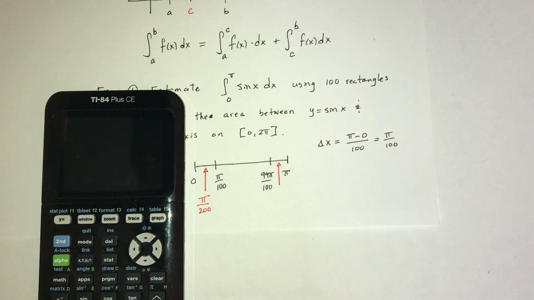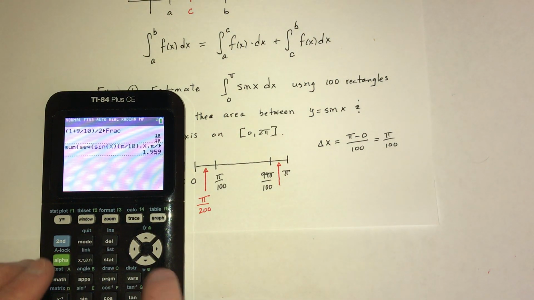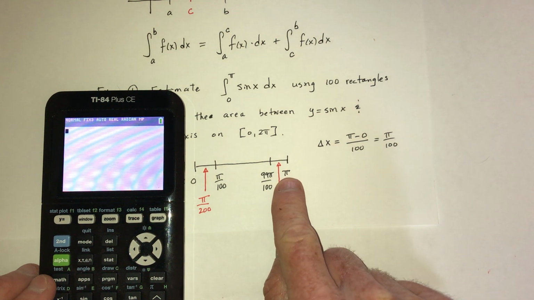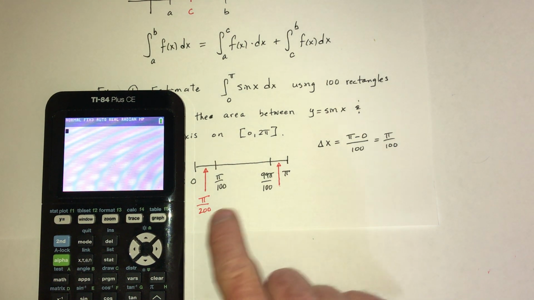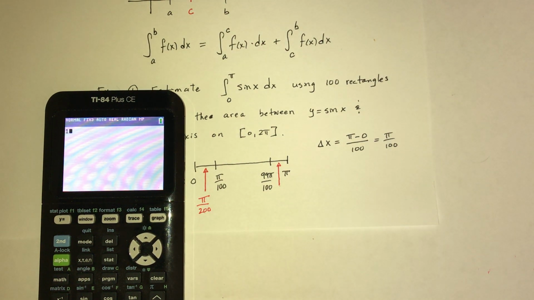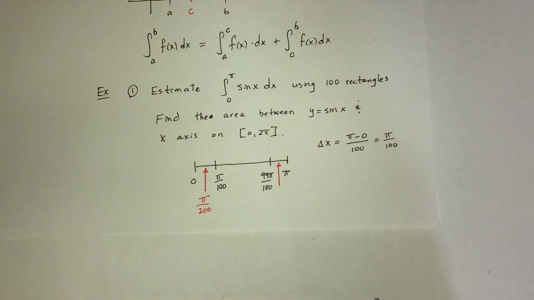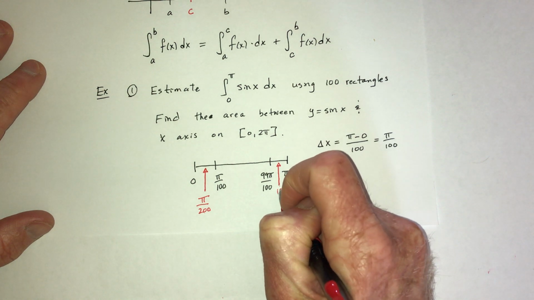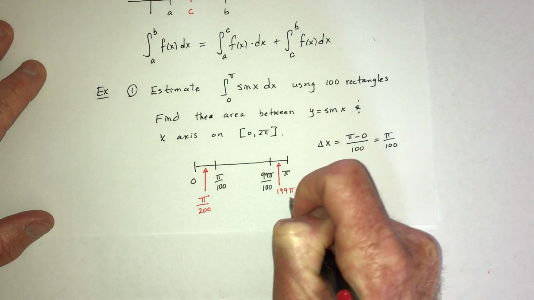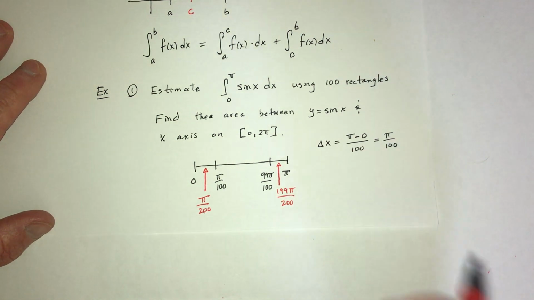Well, I'm not going to put the pi on the calculator. I could just take off the pi, and that would be a 1 minus 1/200th. So 1 minus 1/200th is 199 over 200. So this one is going to be 199 pi over 200.